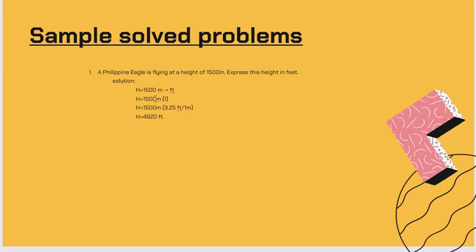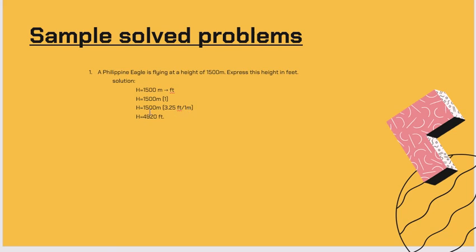So ang height daw niya is 1,500 meters. So we have to convert it into feet. So we need to multiply it by 1. So ano ba ang ibig sabihin? So 1 meter is equivalent to 3.25 feet, no? So 3.25 feet over 1 meter.